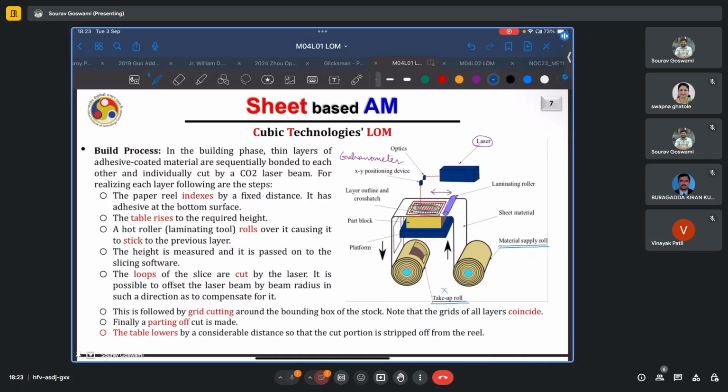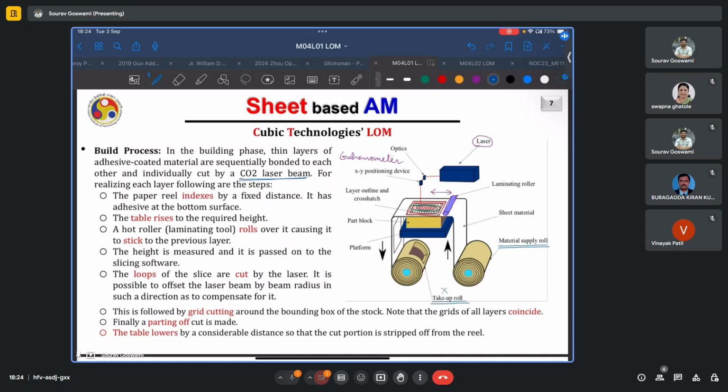So here is a typical sequence of the steps involved. Thin layers of adhesive coated material are sequentially bonded to each other and individually cut by a CO2 laser. As some of us might be aware, CO2 lasers are really cost effective and they are also easily available. These days, they are available in most UG laboratories for DIY experiments and such. Also, CO2 laser beams interact better with the type of raw materials that are used in a typical sheet lamination process, such as ceramics or paper.